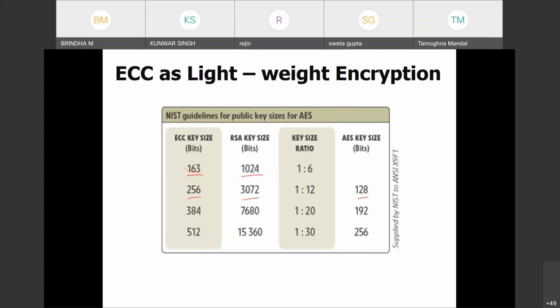So why use public key cryptography? Public key cryptography is used only to share a session key. Once the session key is established, then the symmetric crypto system is used, as we have seen in the previous classes given by Dr. Brinda. Symmetric crypto systems are much more efficient compared to public key crypto systems. So for public key crypto systems, the objective is to share a session key, and after that the symmetric crypto systems are used.